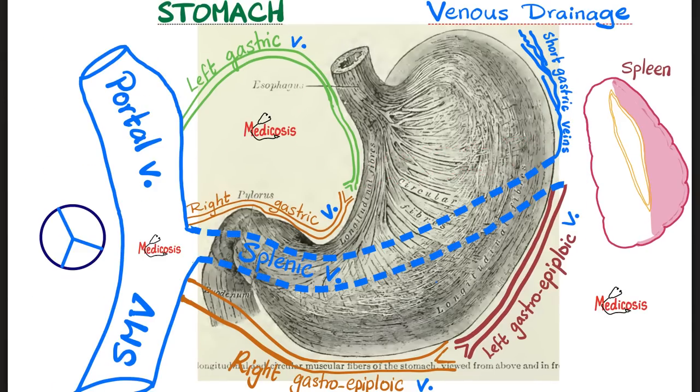We are done with the arterial supply. How about we talk about the venous drainage? Let's do it. Same thing, we have left gastric vein, right gastric vein, left gastroepiploic vein, right gastroepiploic vein, and sprinkle some short gastric veins on top.